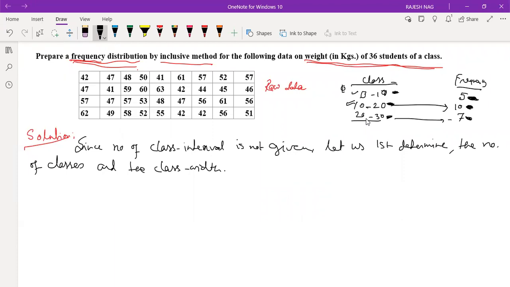Let us first determine the number of classes and the class width. Okay, now what is the rule to find the number of classes?